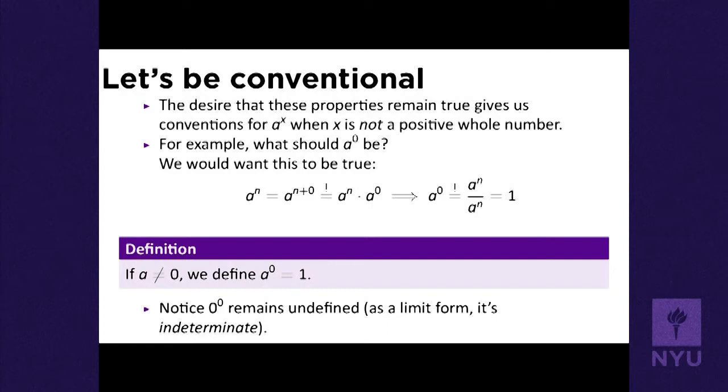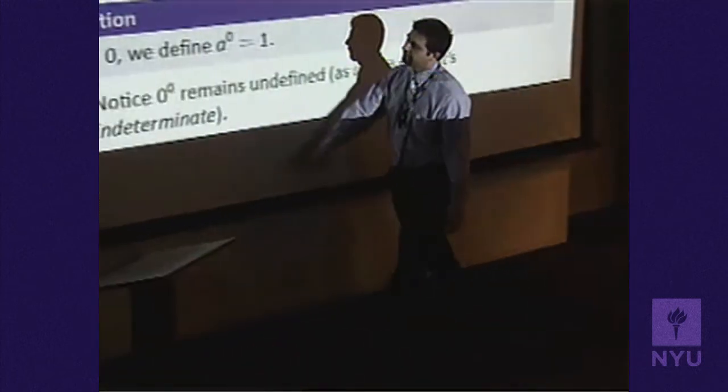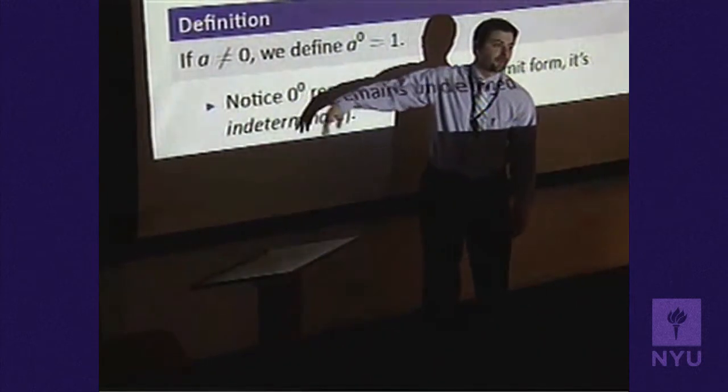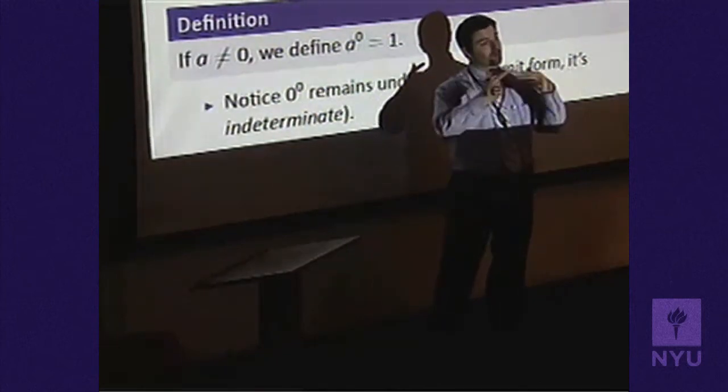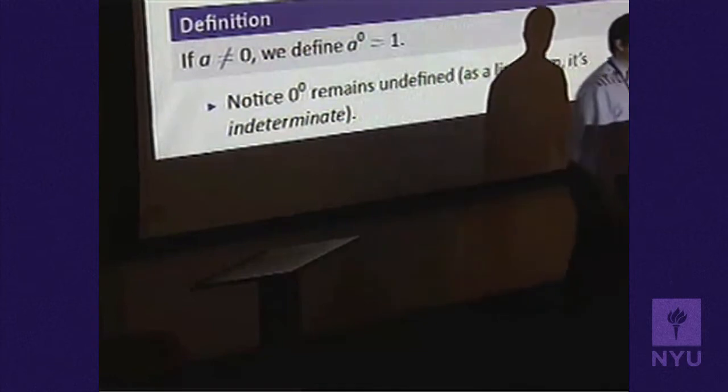And this is not one of the 10 commandments or anything. This is just a convention that we set up so that this rule can be true. Exponentiation converts sums into products. So 0 to 0 is still undefined. As a matter of fact, once we see limits where the base is going to 0 and the power is also going to 0, those will be indeterminate limits.